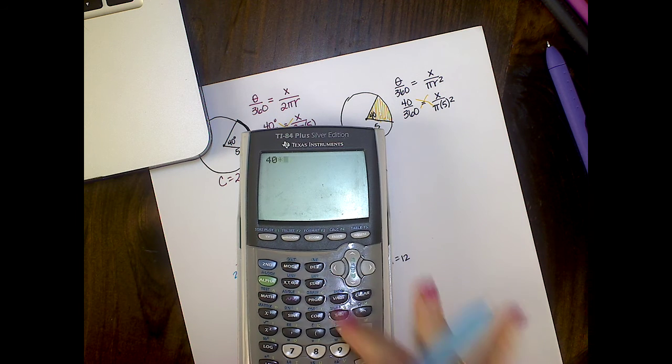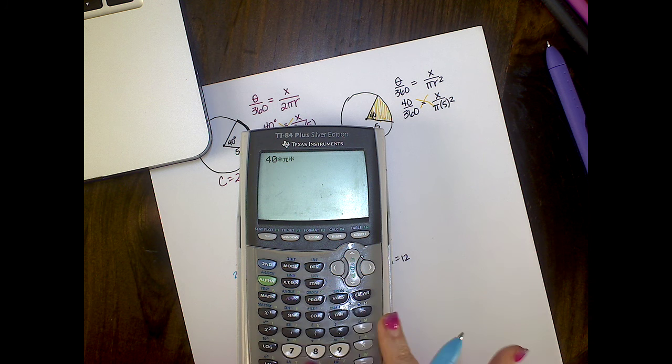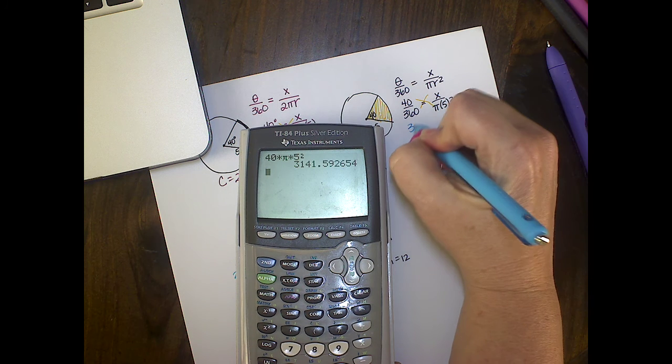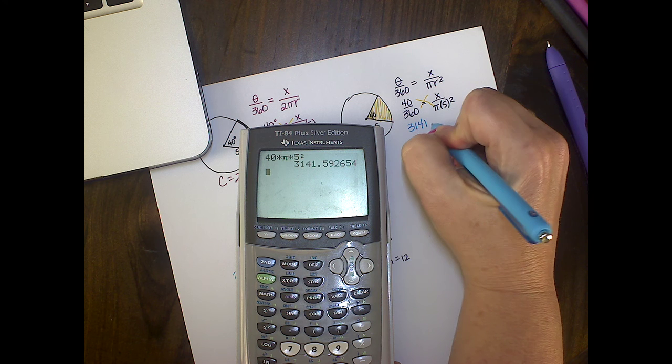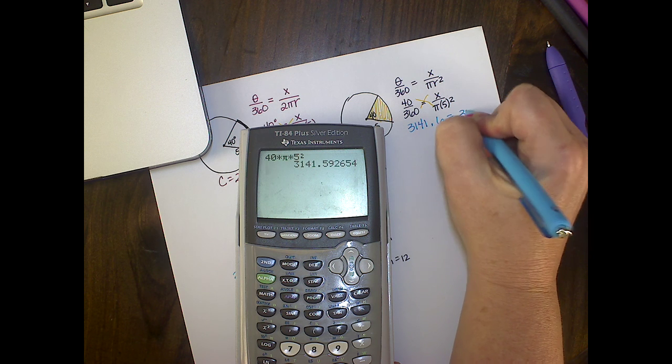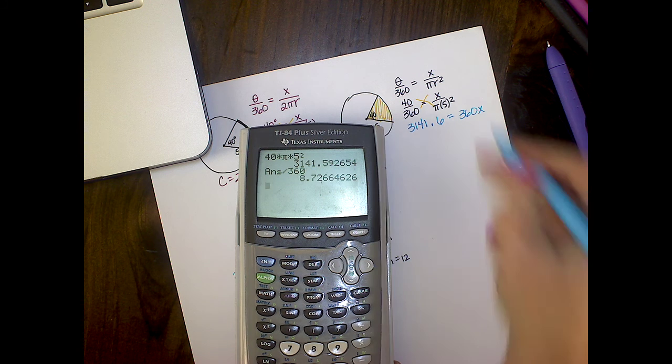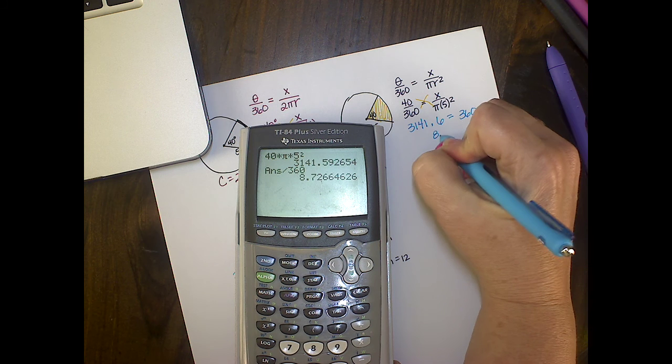So 40 times pi times 5 squared is 3141.6 equals 360x. Divide by 360, and you get that x is 8.7.